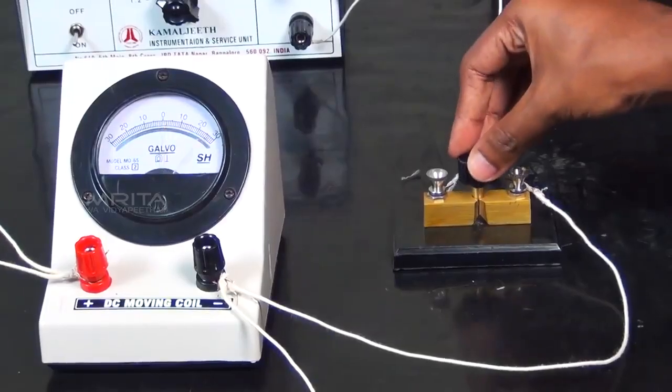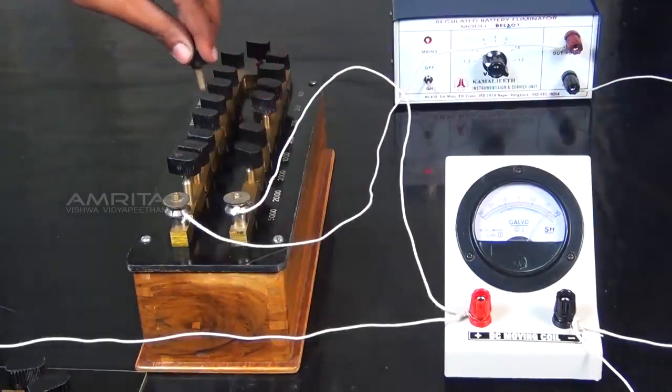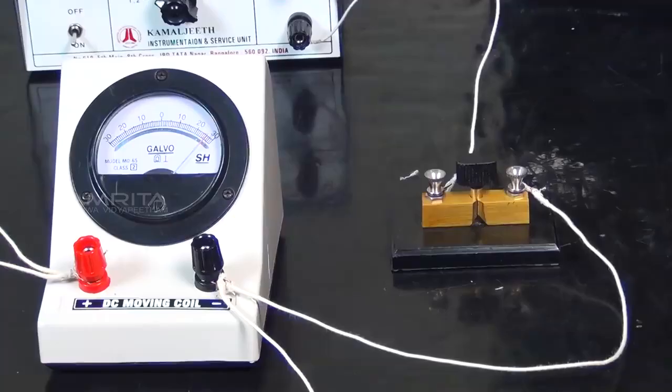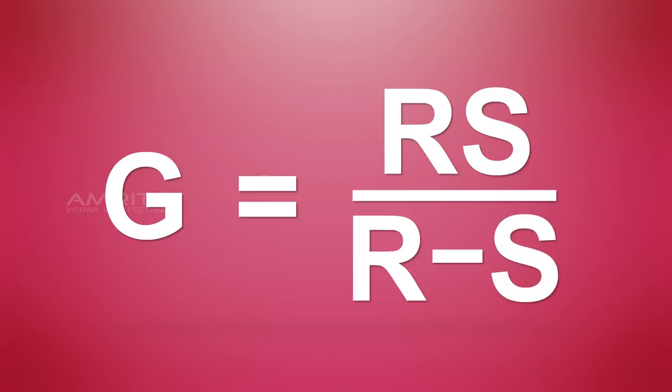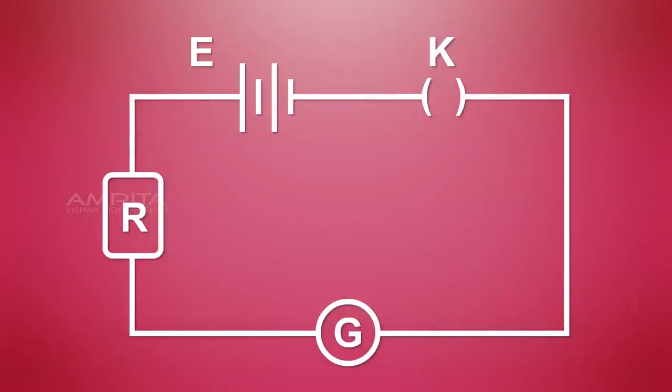We can repeat the experiment by changing the value of high resistance R and in each case note the shunt resistance needed for half deflection. The resistance of the galvanometer can be calculated each time by using the relation G is equal to Rs by R minus S.